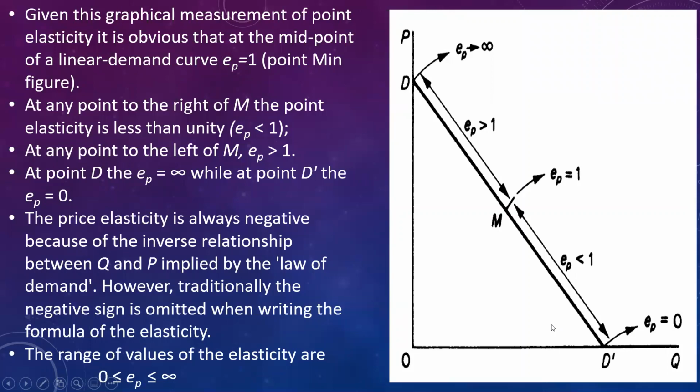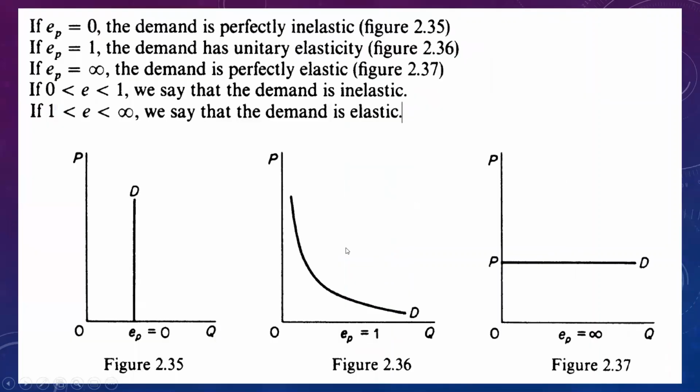The range value of elasticity is 0 to infinity. The price elasticity is always negative because of the inverse relationship between quantity and price, as explained by the law of demand. But traditionally, the negative sign is omitted when writing the formula of elasticity. Then if price elasticity of demand is equal to 0, then demand is said to be perfectly inelastic.